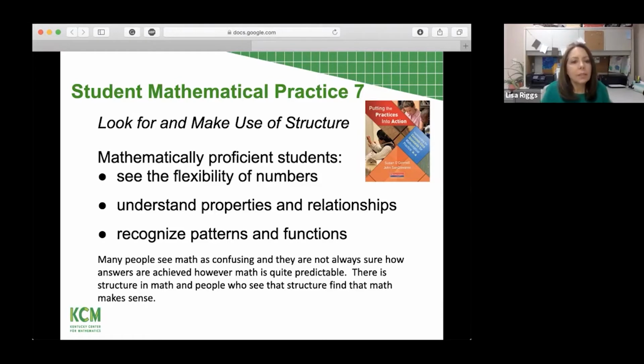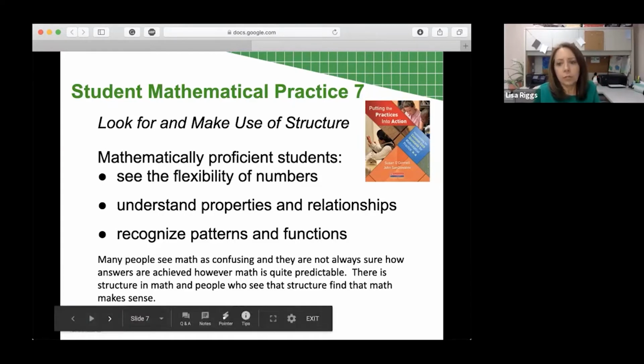So we want kids to be able to do the things that proficient students do. They see the flexibility of numbers, being able to put them together, to take them apart, to work with numbers, to understand the properties and to see relationships, to recognize patterns and functions. And it's our job as teachers to help make these things explicit, and to help kids make those connections so that things do make sense to them, and so that they know when it doesn't make sense. Okay? We want kids to know when things make sense. So seeing those structures can help with that.